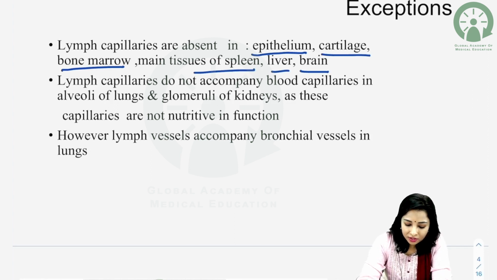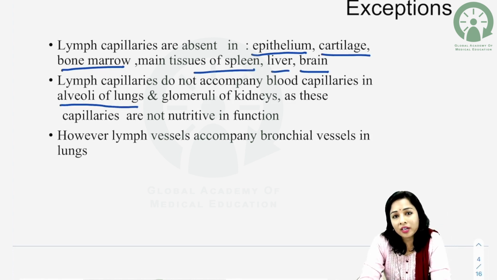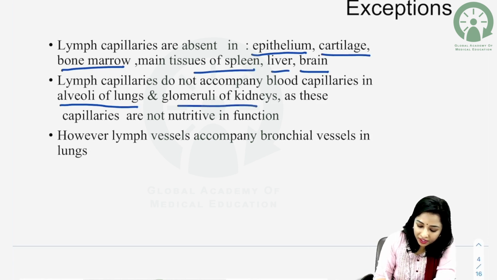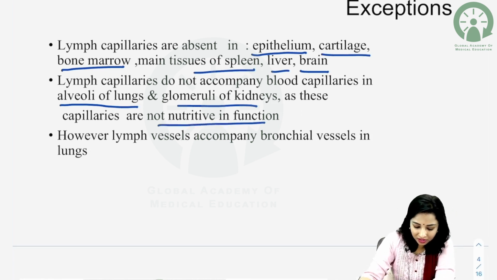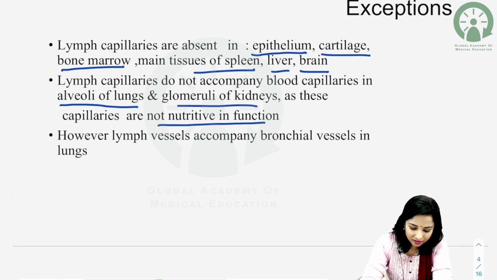The lymph capillaries do not accompany the blood capillaries in the alveoli. Usually the lymph capillaries in the rest of our body accompany the blood capillaries and blood vessels, but exceptionally they won't accompany in the alveoli of lungs and glomeruli of kidneys, and so these capillaries are not nutritive in function in lungs and kidneys.